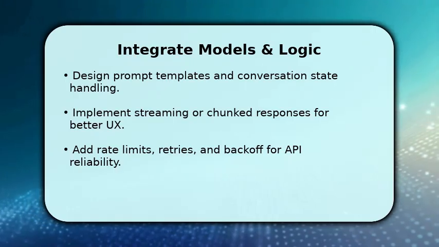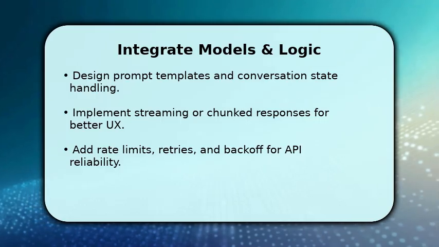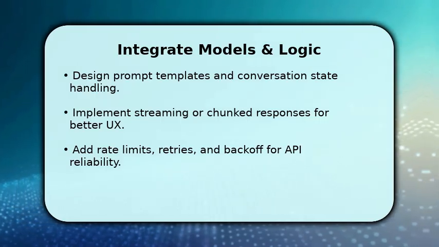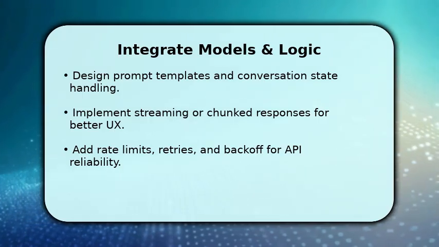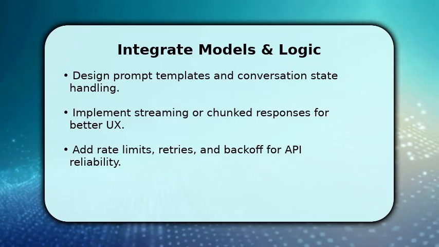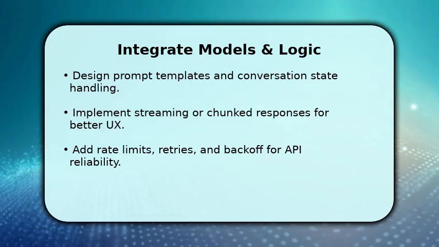Combine system instructions, dynamic user content, and context history. Make sure to manage conversation state efficiently, pruning or summarizing older messages to control token costs. For responsiveness, enable streaming if supported so you can render partial replies as they arrive.